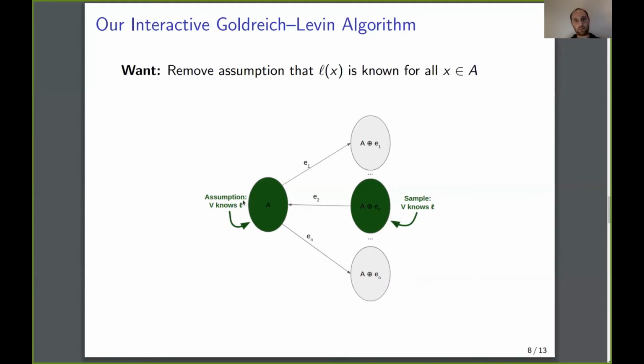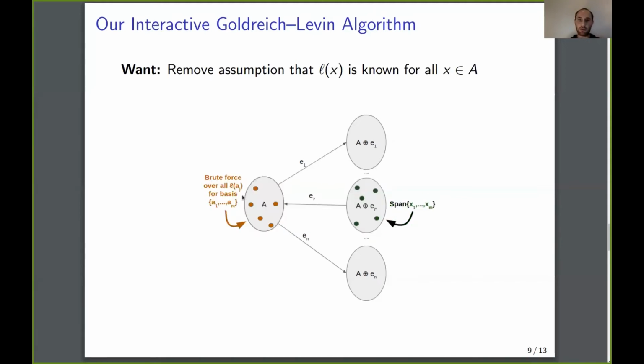Then we still had this assumption that the verifier somehow magically knows the value of L on all the members of A, and that's not a realistic assumption. So in order to remove that assumption, what we're going to do is the following.